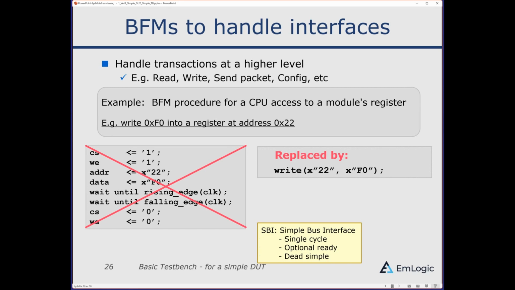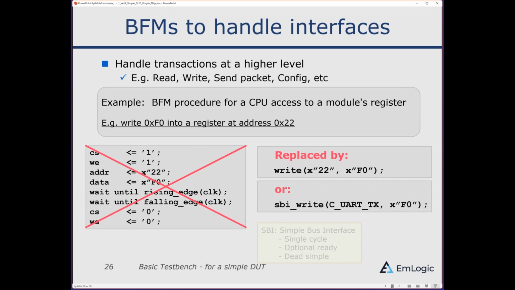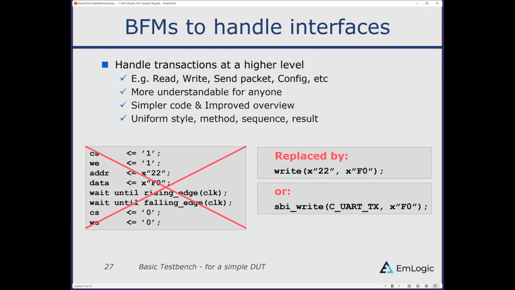Just an example here. We have a BFM procedure for a CPU access to write to, for instance, a register inside a module. In this case, you want to write the value F0 into a register at address X22. Again, using this simple bus interface, and then you can see the statement sequence in the test bench to the left. How we have to set up the various control signals and wait for the rising edge, wait for some time, and then turn the control signals off again.